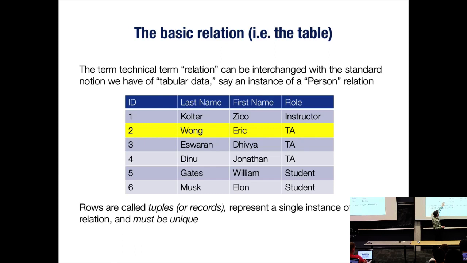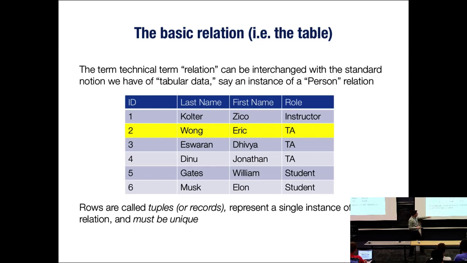The table itself has certain columns, but each row in the table is called a record that indicates an element of that relation. So that row has ID, person ID 2, last name Wong, first name Eric, and he is a TA in this course.